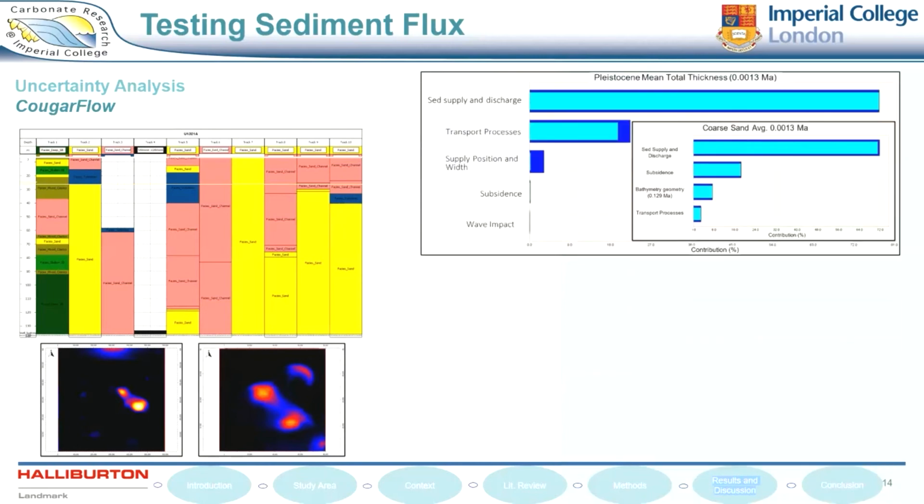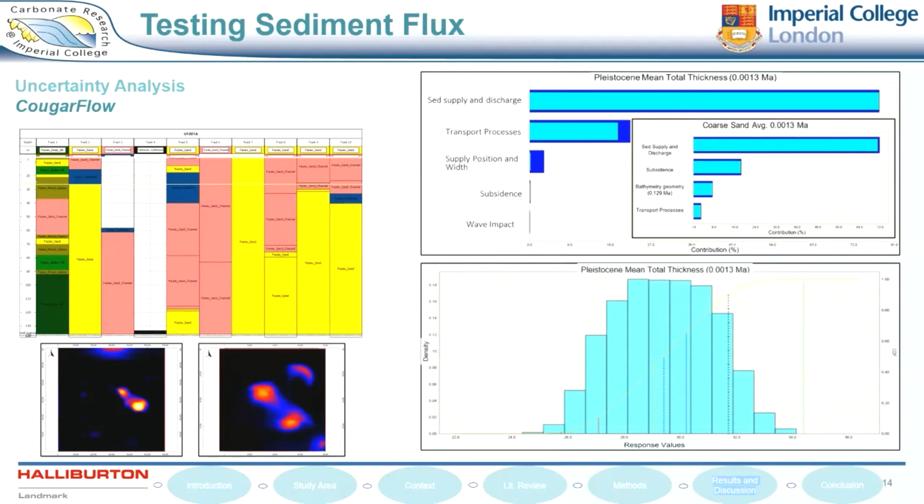So these are the uncertainty parameters for the Pleistocene mean total thicknesses of the model, in particular the regional model, and the core sand average uncertainty parameters. You can see that sediment supply and discharge, including transport processes, were the most uncertain parameters. And the reason for this could be down to the diffusion coefficients, whereas sediment supply and discharge came from literature. So I believe that incorporating seismic interpretation into this will hopefully reduce this error.